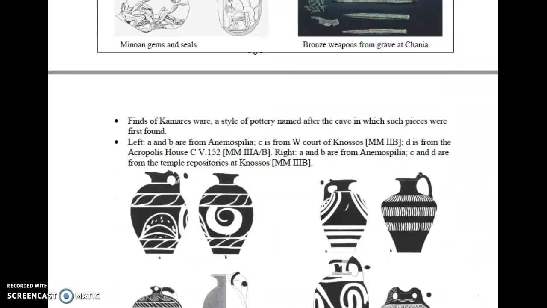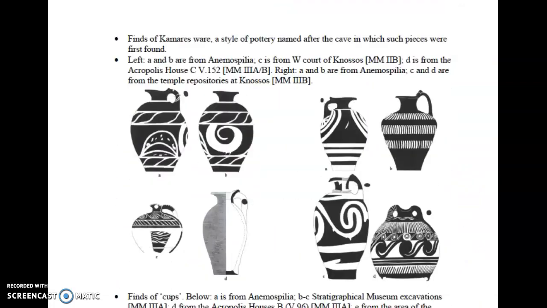Okay, and finally, we need to think about our pottery. Now, pottery is an awesome way of dating, and it's a really common way of dating sites in the ancient world. So we have these finds of Kamares ware, which is a style of pottery named after the cave in which some pieces were first found. And the most important one that we found was the Kamares ware figure-in-vase that was smashed in the corridor that had that beautiful image of a bull on it.